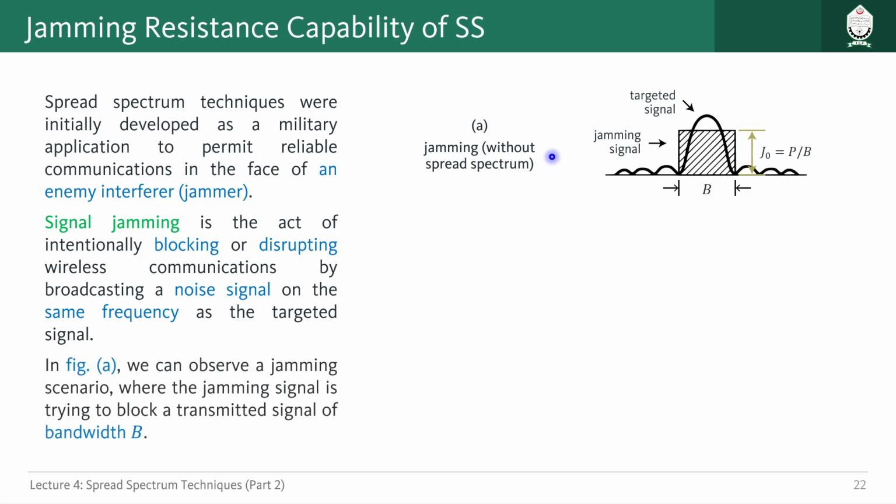For example, in figure A, the sinc function we are seeing here is the targeted signal we want to jam. For that, we take the same frequency band of that targeted signal, which is B, and we broadcast a noise signal like this. And as a result, obviously, at the receiver side, the receiver cannot distinguish between the actual signal and the noise.